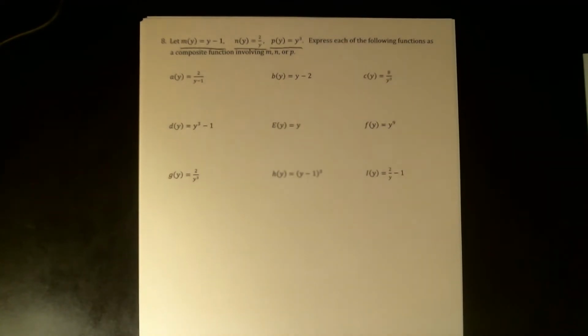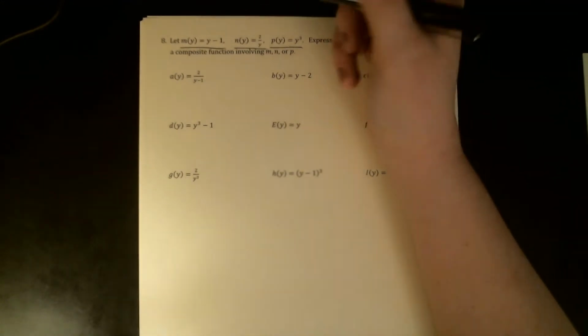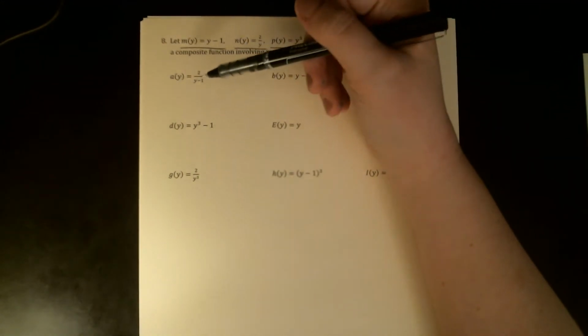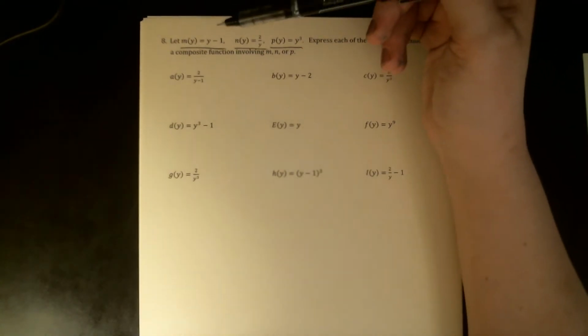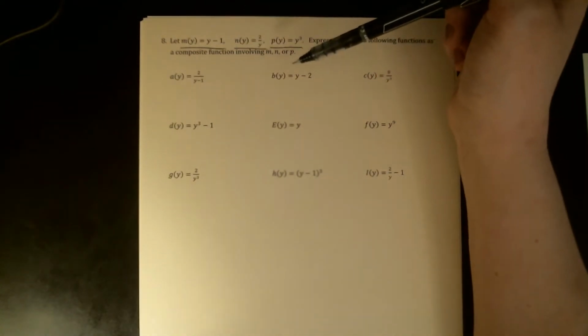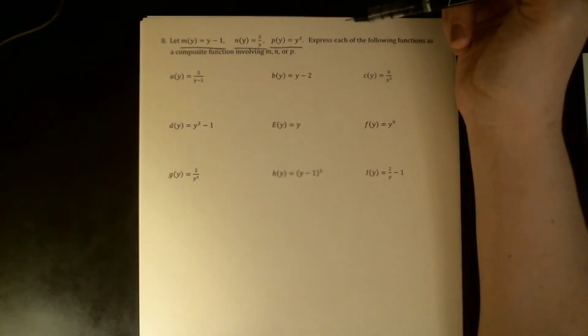So again, our goal, this is kind of like a transformation problem from earlier, is to look at function a and say, how did I get function a if my only option was to compose m, n, and or p in whatever order needed? And you can compose functions with themselves.